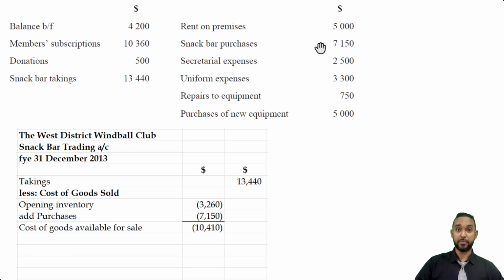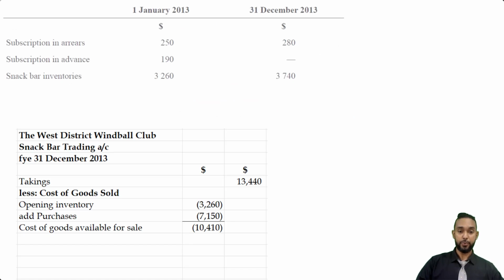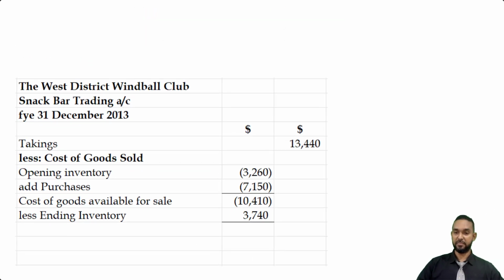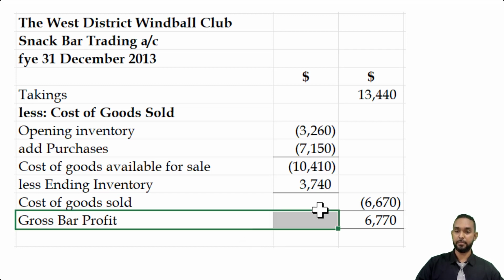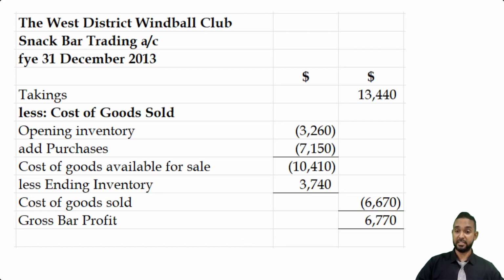And what do we take away from that? Closing stock. So if we go back down to the balances, the closing balance for snack bar inventories is 3,740. Taking that away from the cost of goods available gives us the cost of goods sold of 6,670. And when you subtract that from the takings, you're going to get your gross bar profit of 6,770. That's this item here. Now that item will find its way to the income and expenditure account, which we are going to take a look at now.